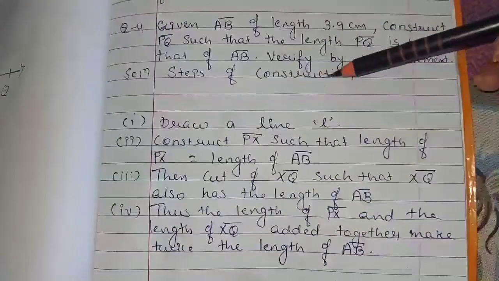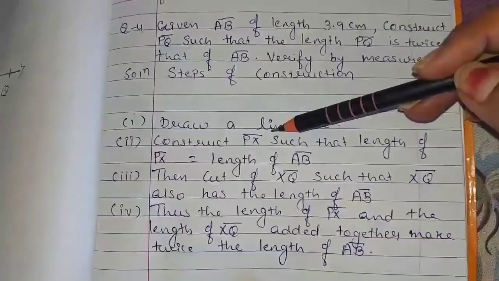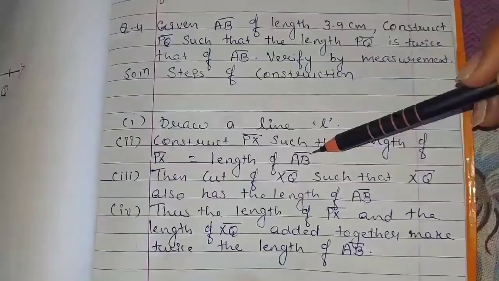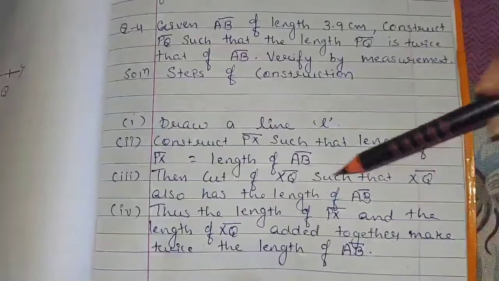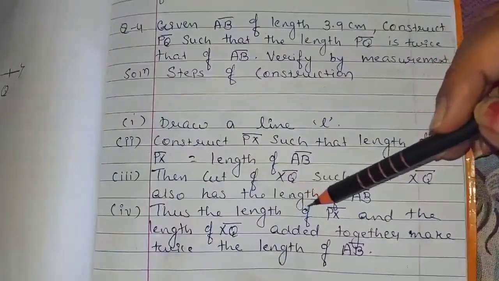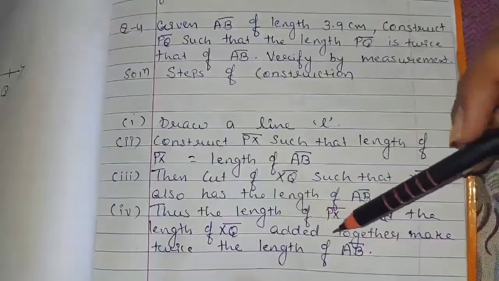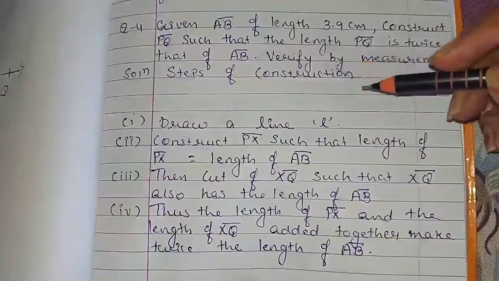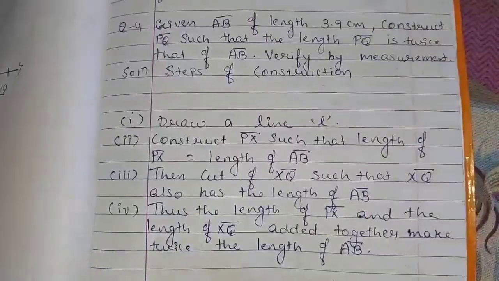Steps of construction. Draw a line L. Construct line segment PX such that the length of PX equals the length of line segment AB. Then cut off line segment XQ such that XQ also has the length of line segment AB. Thus, the length of PX and the length of XQ added together make twice the length of AB. So students, before drawing the figure, let us understand these steps with a rough figure.